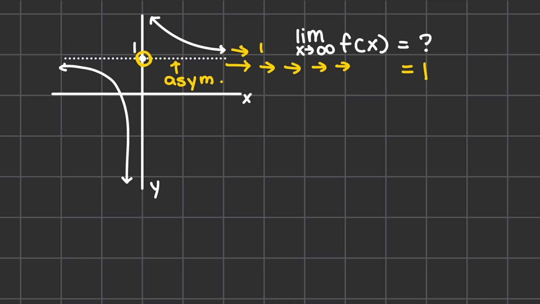Then what about negative infinity? What if the limit as x goes to negative infinity of f of x? What would that be equal to? Well, that would once again be equal to 1. You're still going towards 1, just that this time you're going in the negative infinity direction on the x-axis. So in this case, it would still be equal to 1.